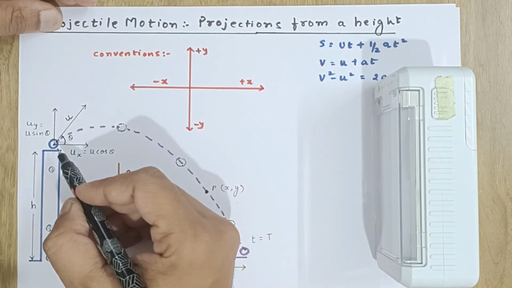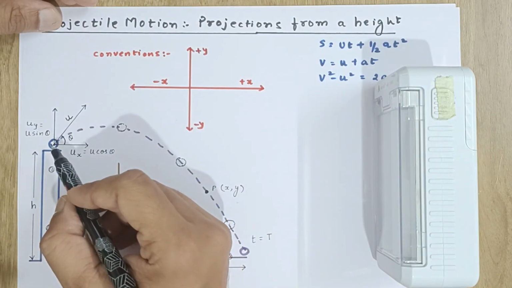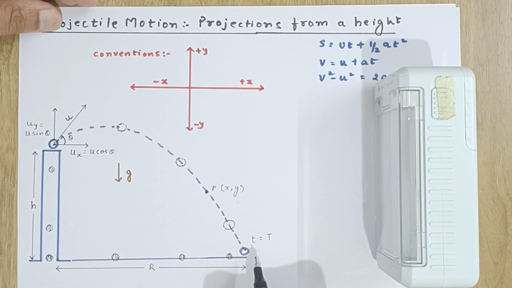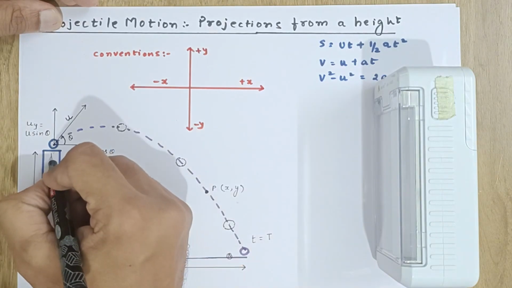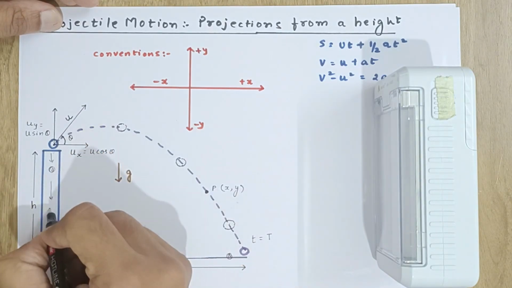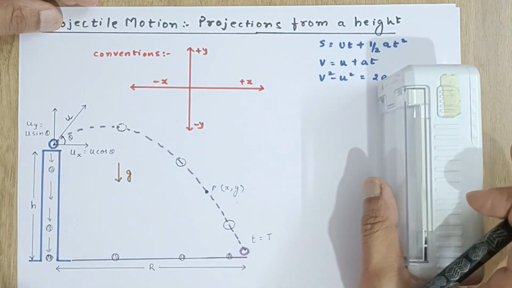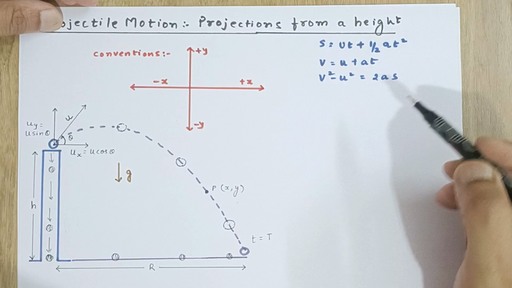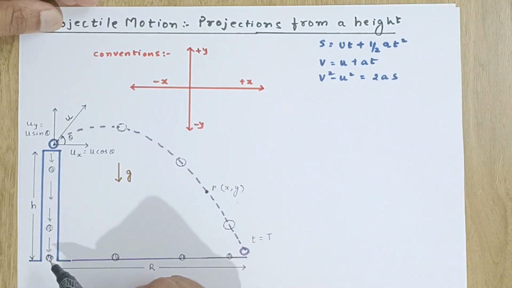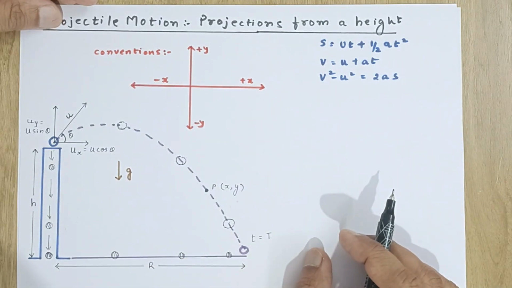So if you look at the same particular ball which is traveling a curved path, there are two shadows, one coming down along the y-axis and finally reaching here, and the other shadow is traveling along the positive x-axis. So you can apply these three equations of motion for this shadow as well as this shadow, and that's what we are going to do.